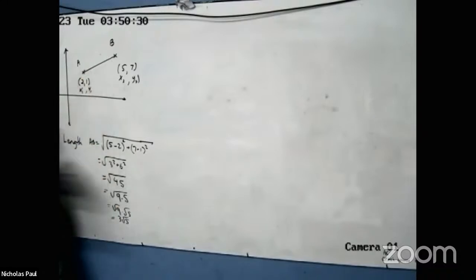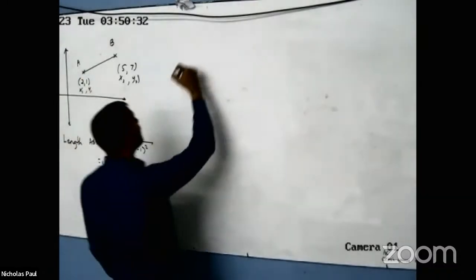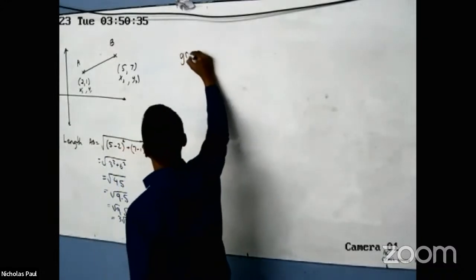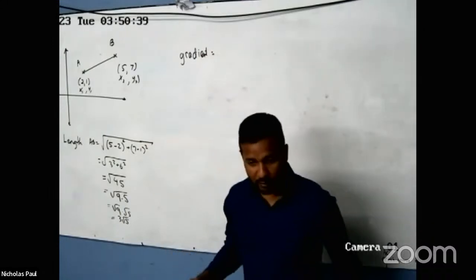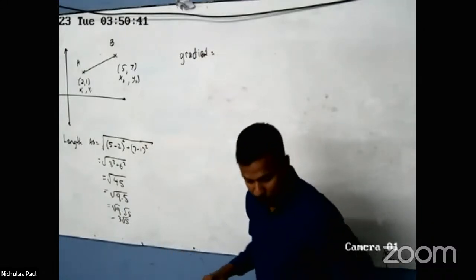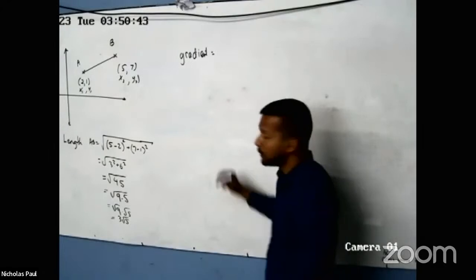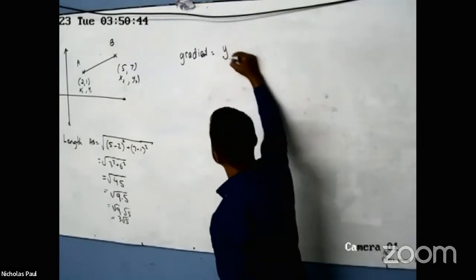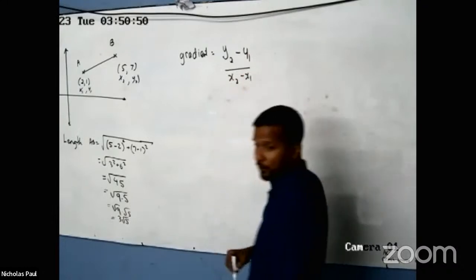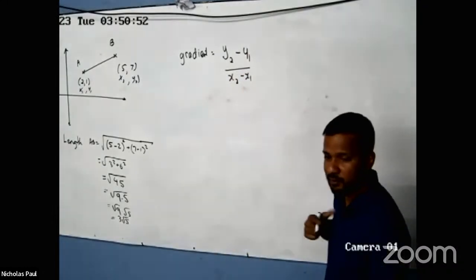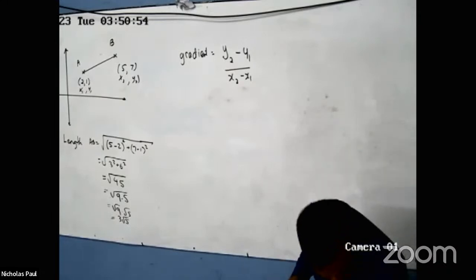So that's the length of the line. Next thing we want to do is find the gradient. You would have done this in form 1 already. Gradient is what? Gradient is y2 minus y1 over x2 minus x1, right?